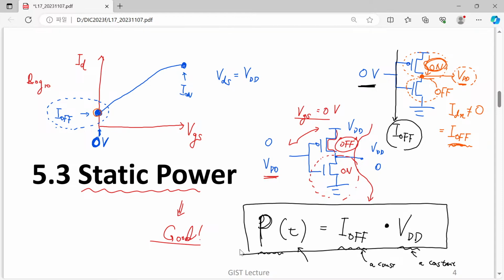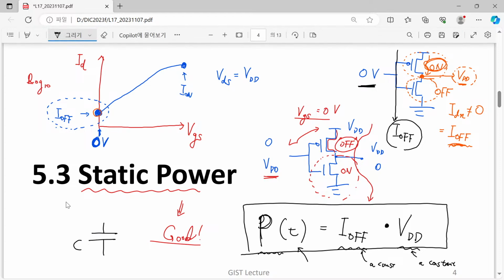Now everybody understand, compared with this, for example, when you charge your load capacitor from 0 to VDD, we have to supply the amount of charge like C times VDD.